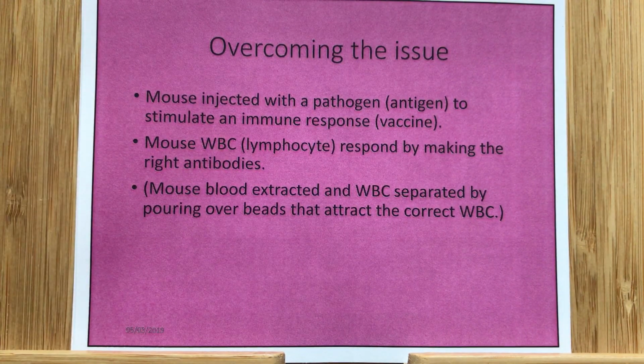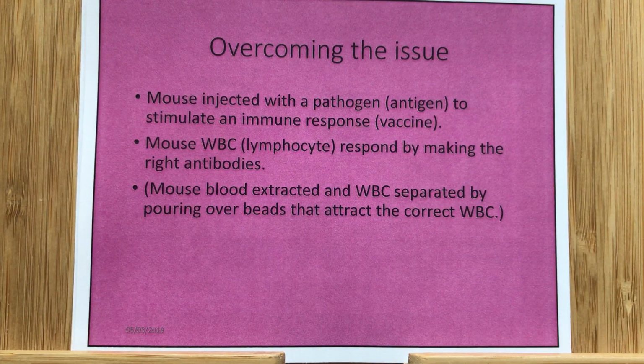So the mouse has been injected with the pathogen, the antigen, those little markers on the pathogen that represent what it is, to stimulate an immune response. So it's working as a vaccine to stimulate the white blood cells to start making the right antibodies. The mouse white blood cells then respond by making those antibodies. The mouse blood is extracted and the white blood cells separated by pouring over beads and extracting the correct white blood cells. Don't worry yourself too much about that.